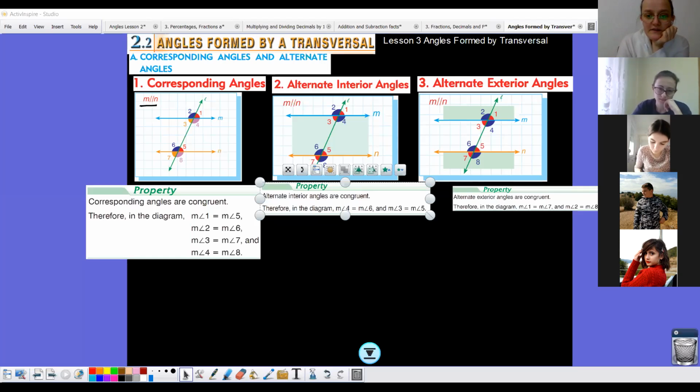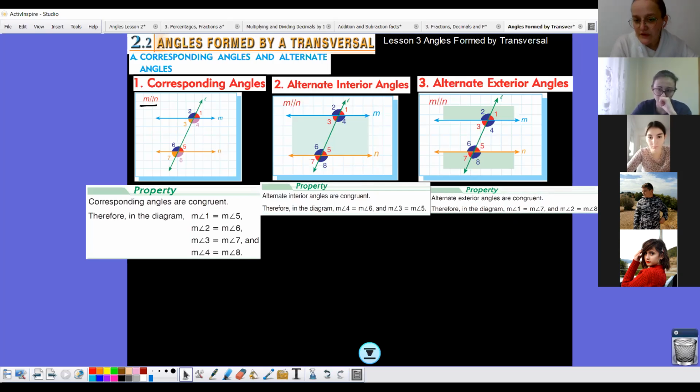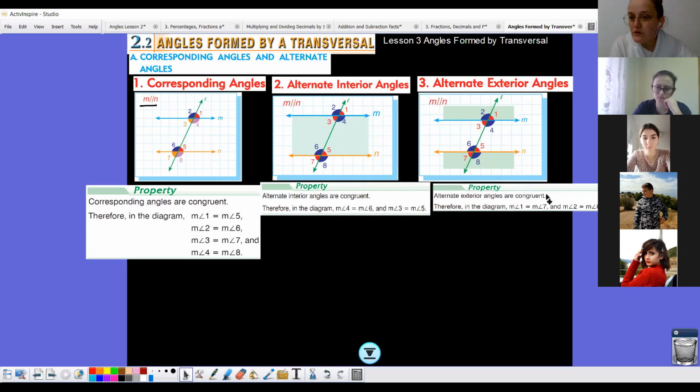Alternate interior angles. So one more time. 3 and 5, they are alternate interior angles. 4 and 6, and also they are congruent. And here we have alternate exterior angles. 1 and 7, 2 and 8, they are alternate exterior angles, and also they are congruent. Did we understand which angles are congruent here? If you draw parallel lines with a transversal, can you find which angles are congruent according to these properties?